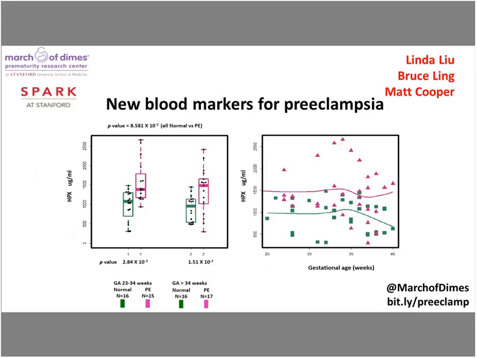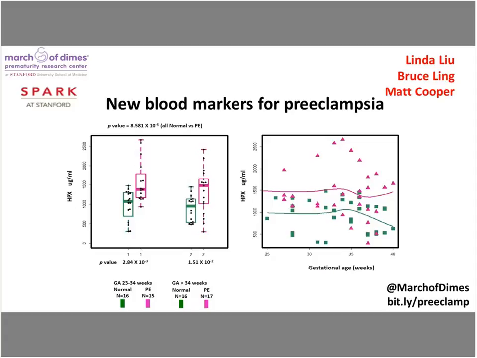This is hemopexin. The pink represents elevation. The green represents the normal pregnant women, the pink are the preeclampsia women, and you can see, regardless of gestational age, this is statistically significantly higher. So we had 5 others like this. It's funded by March of Dimes and an internal seed grant at Stanford. And you can see the link here to chase down the papers and get more details about this.